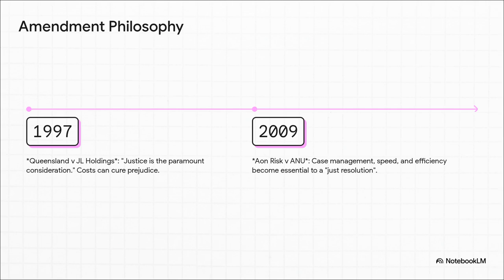Before 2009, we all lived in the world of JL Holdings. In that case, basically said justice between the parties was paramount. As long as you could fix any prejudice with a costs order, the amendment should probably be allowed, even if it was late. Then, bam, 2009.